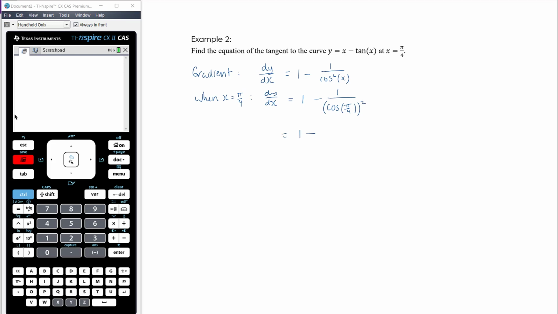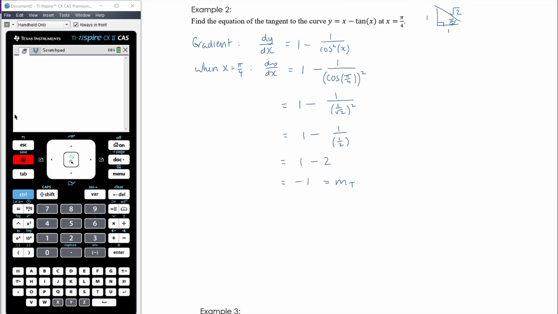Okay, so that's 1 minus. Now cos of pi on 4, thinking about your exact values, your special triangles, cos of pi on 4 is 1 on root 2. So we've got 1 on root 2 all squared, which is 1 on 1/2. 1 divided by 1/2 is 1 times 2, so it's 2. And so the gradient of my tangent is negative 1. Okay, and then we're also going to need a point.